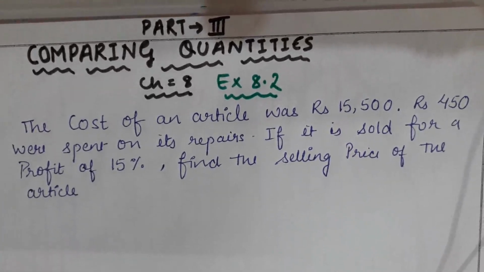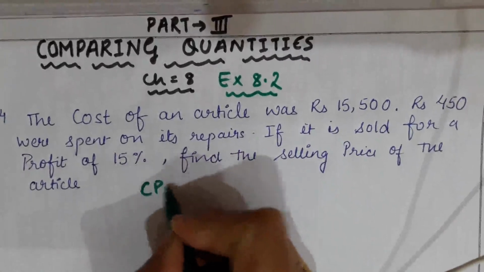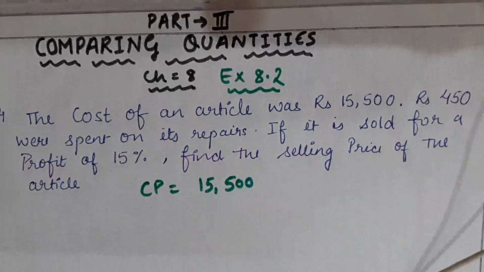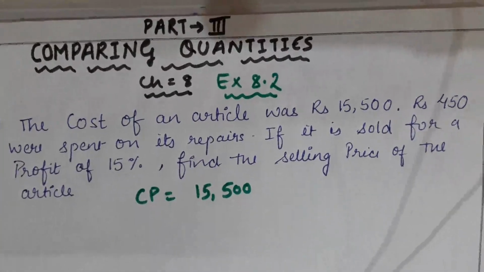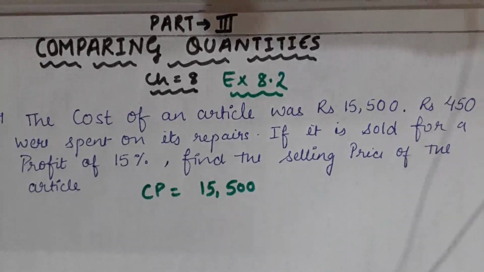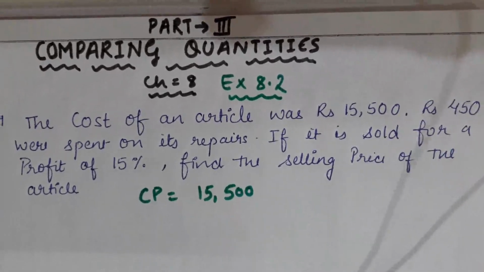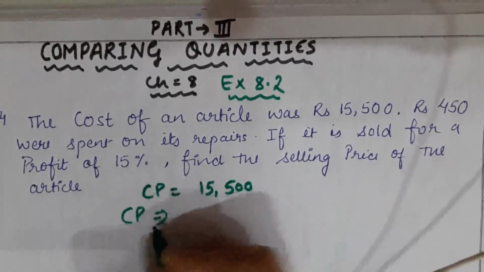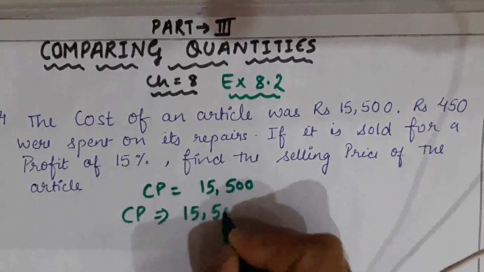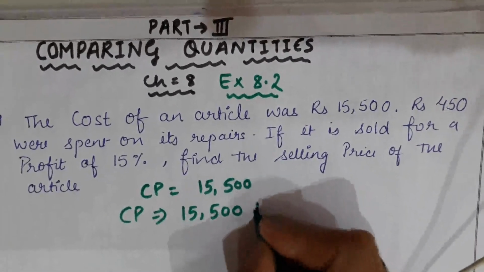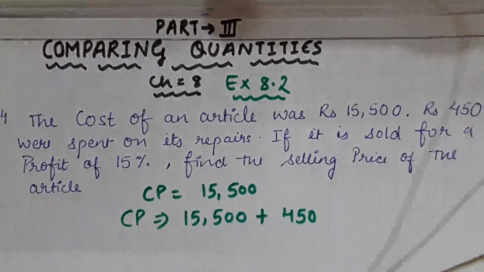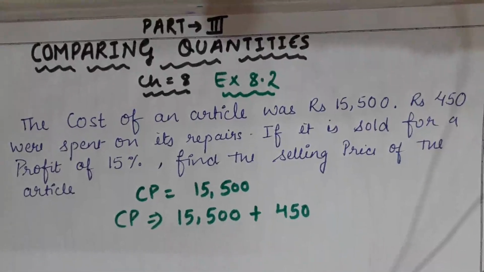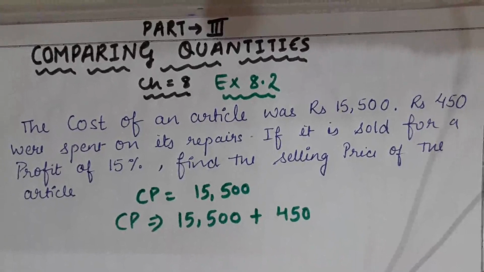So one article is there, the CP of that article is 15,500. So rupees 450 were spent on its repair. After buying that article, 450 rupees is used in repairing. So the actual cost of that article means the amount for which we bought it plus 450, because we have spent 450 in the repairing. Okay, if it is sold for a profit of 15%, find the selling price of the article.